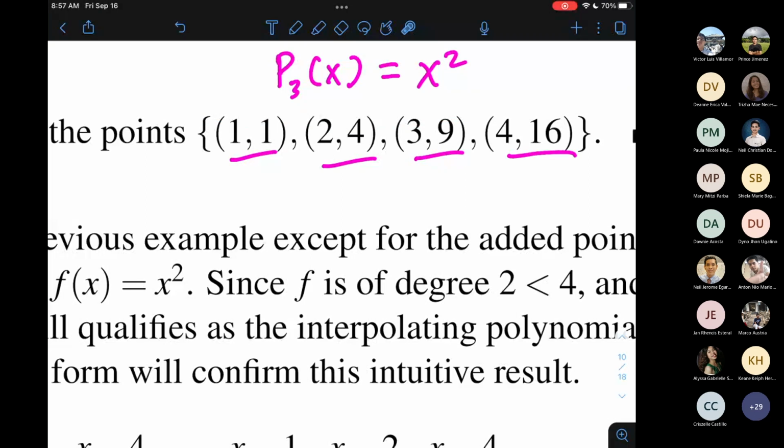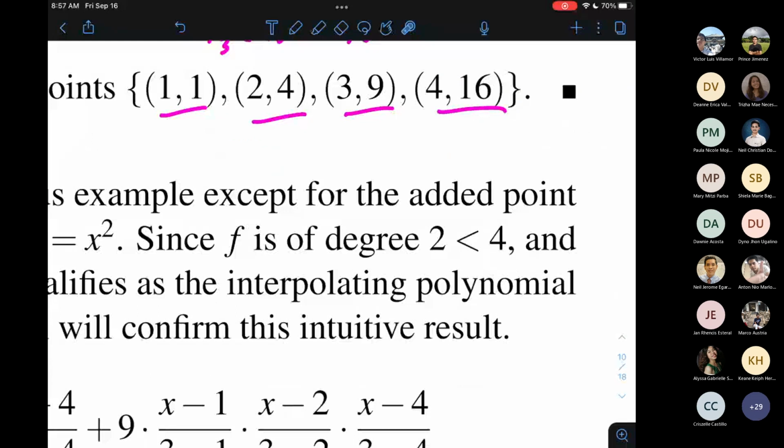Alright? So, ganun yung idea rito. At nakakita na naman ako ng typo. So, this should be 1, 2, 3, 4. So, ito ay dapat 3. Although, true naman yung statement, pero dapat 3, ano? The degree is no greater than 3.